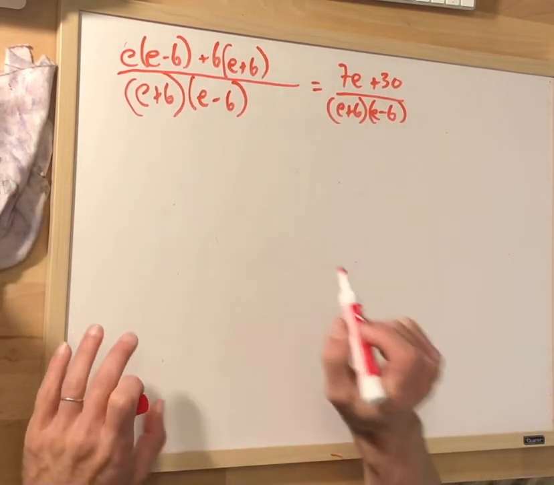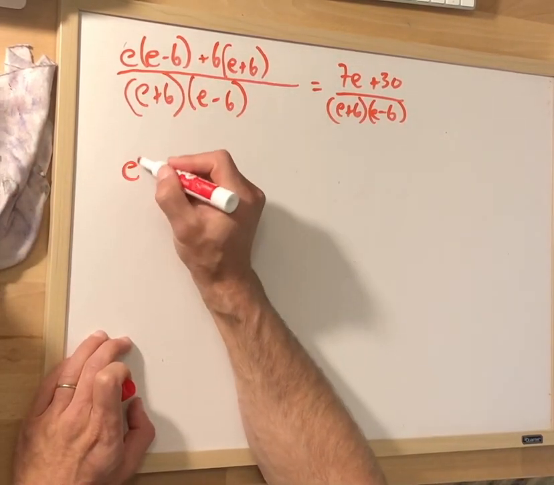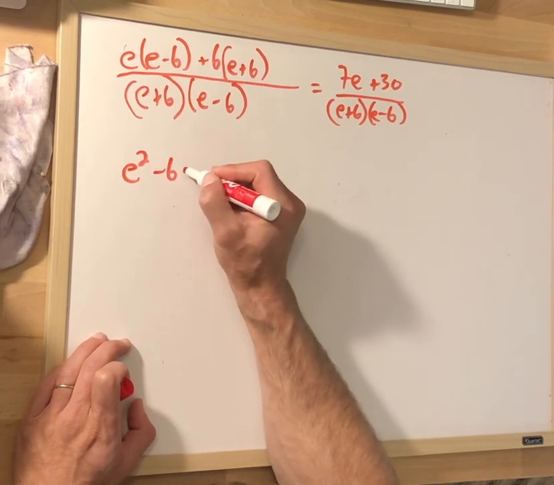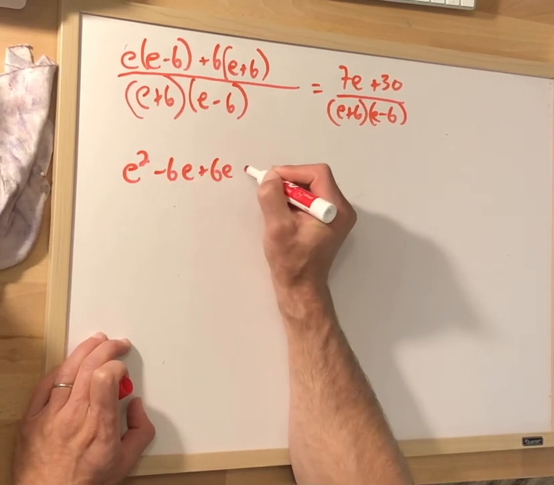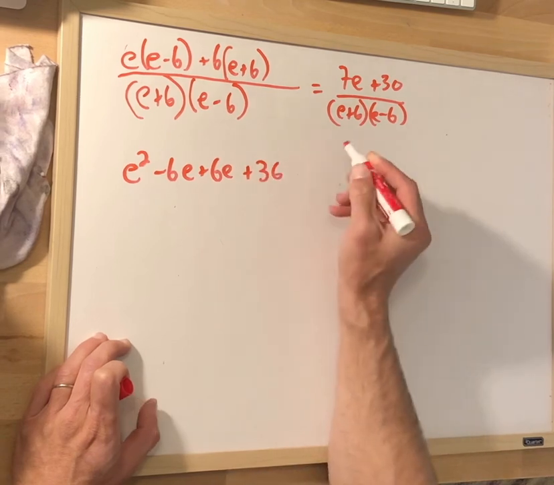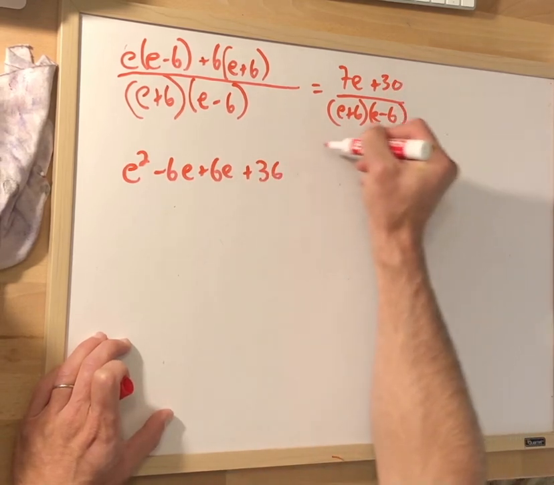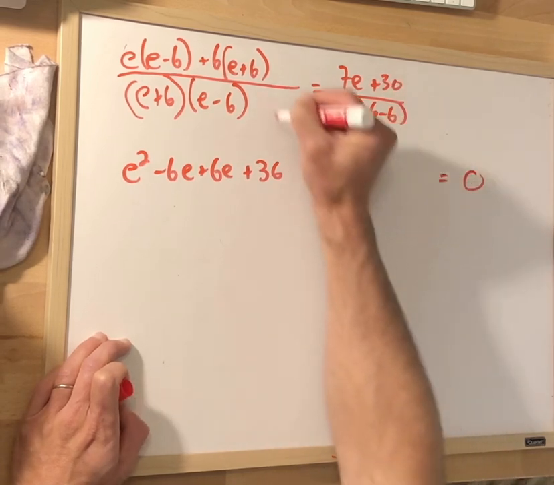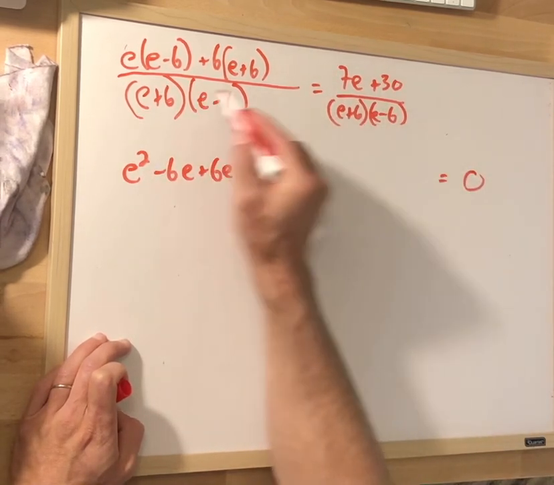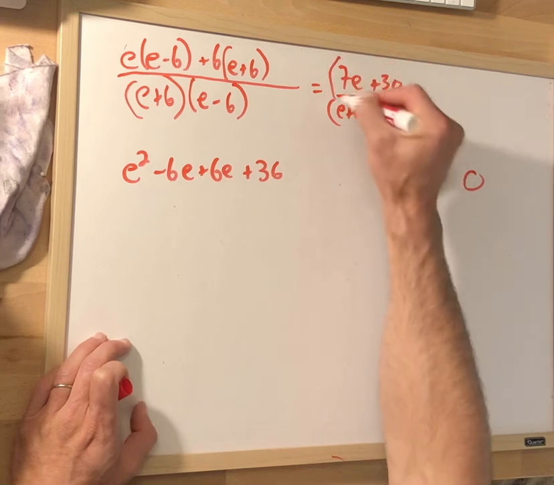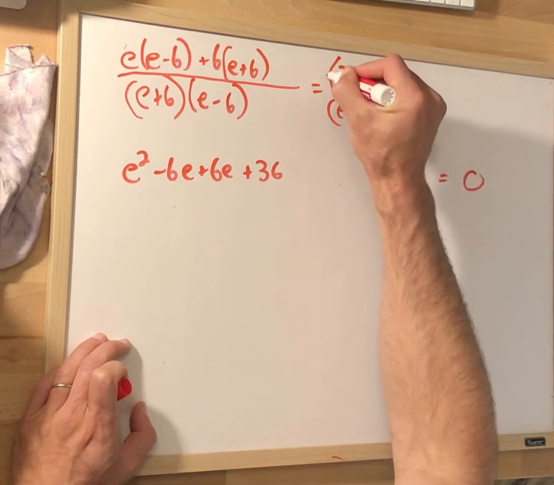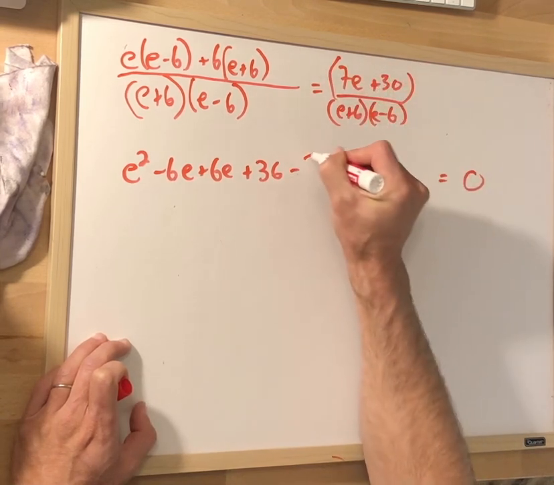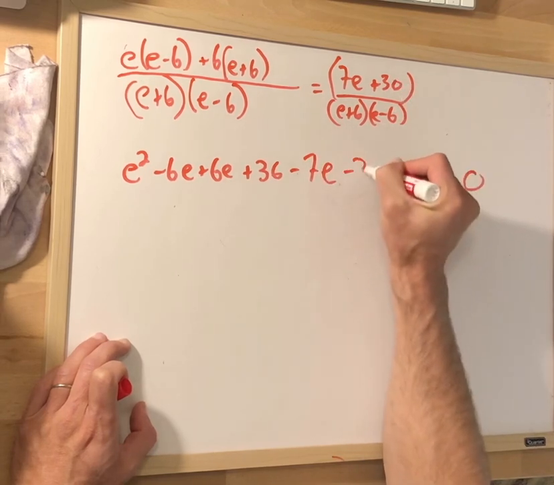So what I'm going to do now, I'm going to multiply all this out. I'm going to get e squared minus 6e plus 6e plus 36. And I'm going to move this over here to get this equal to 0. I can add these two because the denominators are the same. So if I move this whole term over here, I have to subtract it, meaning I have to subtract the 7e and I have to subtract the 30.